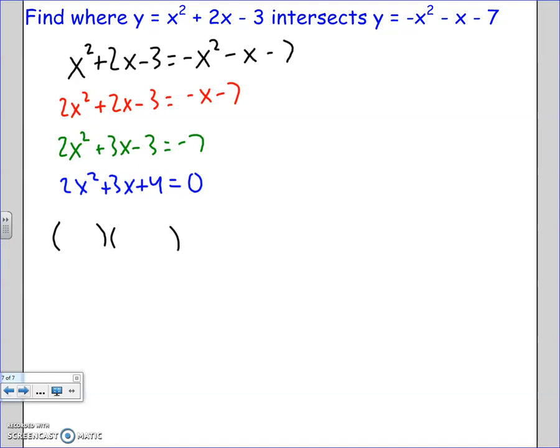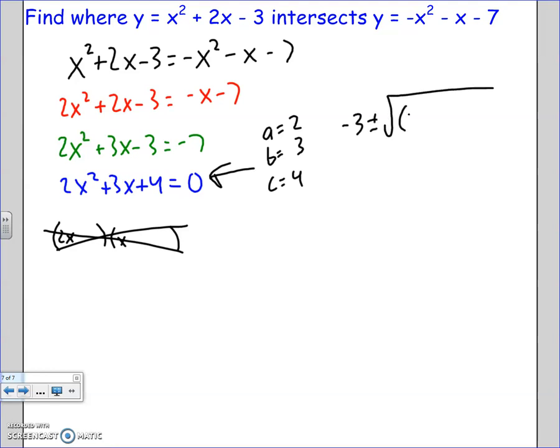2's prime, so I'll do 2x and x. Over here, I try 2 and 2. That fails. I try 1 and 4. That fails. I try 4 and 1. That fails. This is unfactorable. If it's unfactorable, you have to do the quadratic formula. There's no other option. So I'm going to label A, B, and C. A is 2, B is 3, C is 4. Negative B plus or minus the square root of B squared minus 4 times A times C, all over 2 times A.